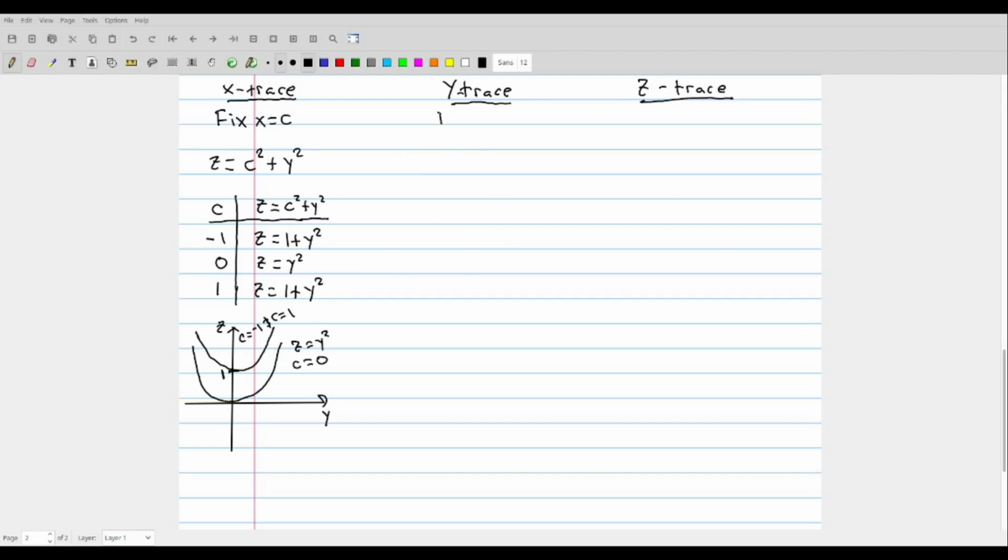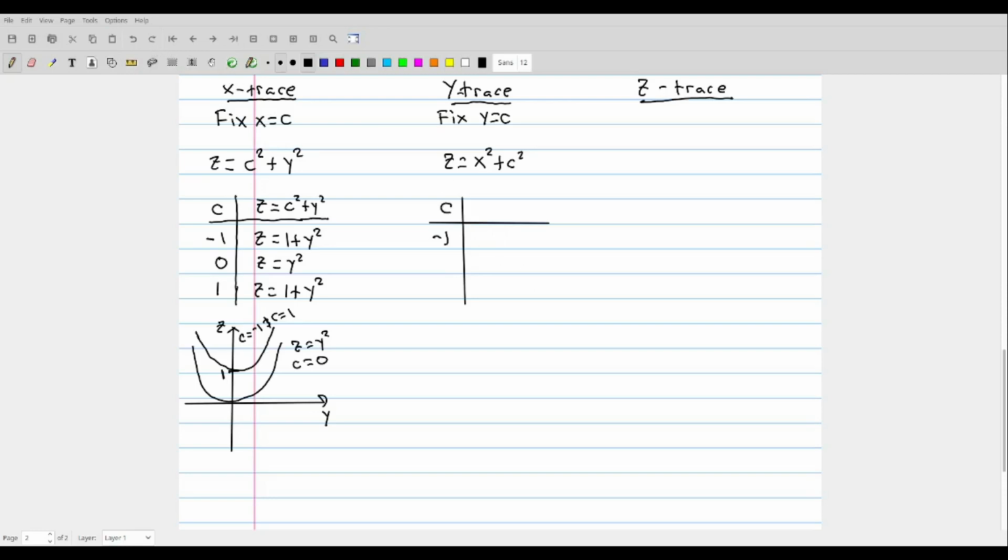So you do the same thing for the y-trace. You fix values y equals c, a fixed c value. You get the equation z is equal to x squared plus c squared. The table that you get is going to be very similar to the table that we got for the x-trace. It's not always very similar, but for this function, it's relatively symmetric.